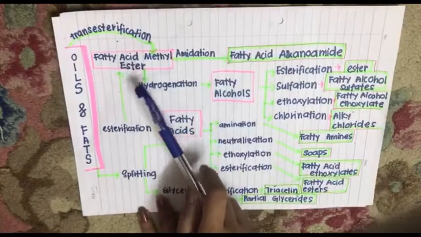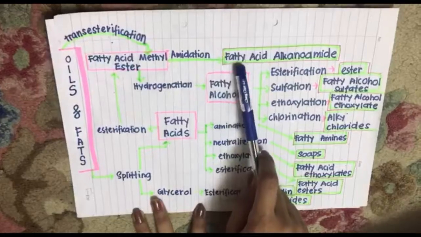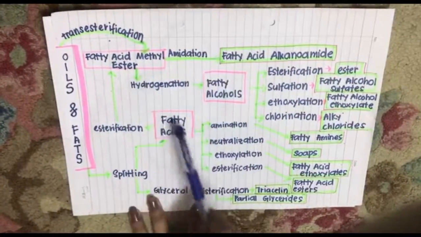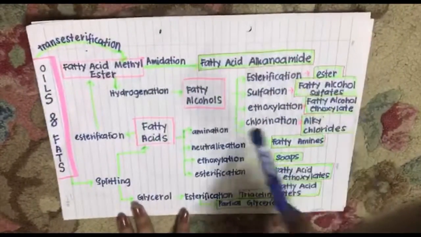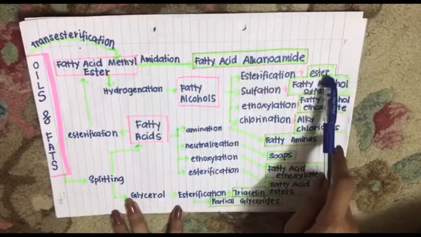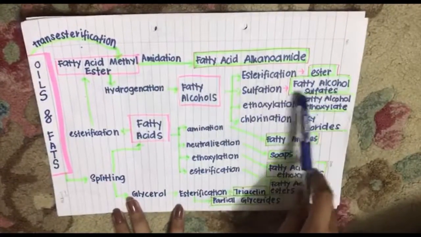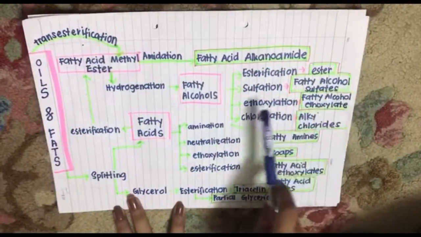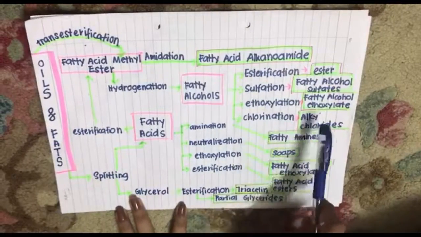Purification. So, from fatty acid methyl ester, we can produce the derivative, which is fatty acid alkanoamide by amidation process. We can also produce fatty alcohols by hydrogenation. From fatty alcohols, we can produce other derivatives as well. For ester, we can produce it by the process esterification. Fatty alcohol sulfates by the process sulfation. Fatty alcohol ethoxylate by the process ethoxylation. And alkyl chloride by process chlorination.